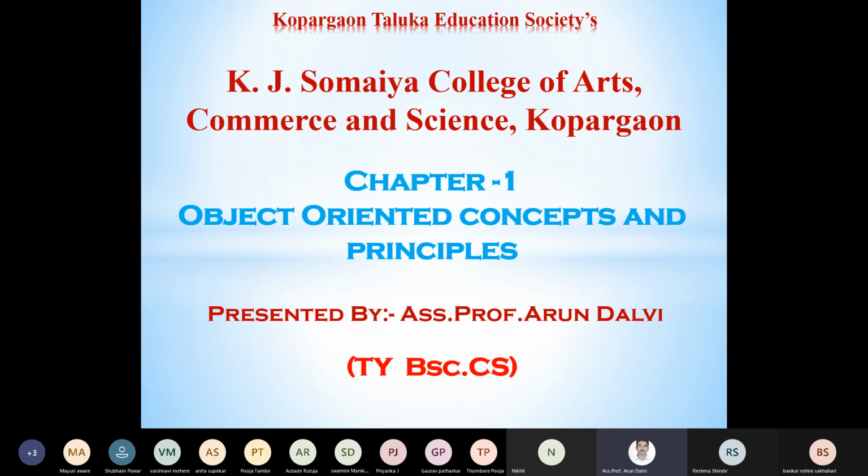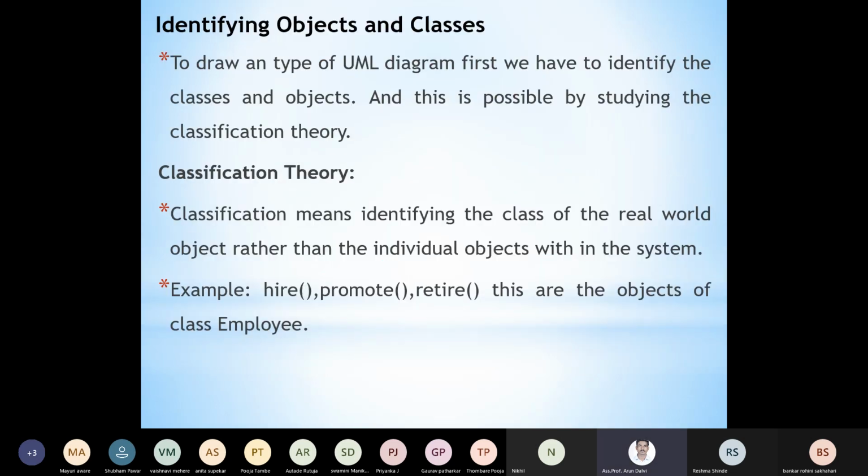how to identify classes. In yesterday's session we have seen how to identify classes. So after identifying, what we have to do, we are going to see this. Identifying objects and classes. Whenever we have to draw any type of UML diagram, that is unified modeling language, there are several diagrams under unified modeling diagrams, UML diagrams.